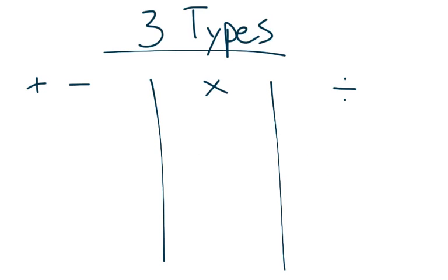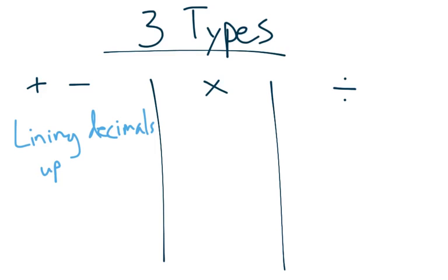Now, there are going to be three types of problems, and each type of problem is going to have a different technique that goes with it. And so we're just going to talk about those briefly. For adding and subtracting, it's all about lining stuff up. So lining decimals up. That's what that boils down to.